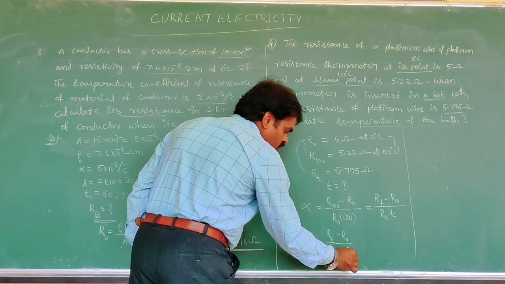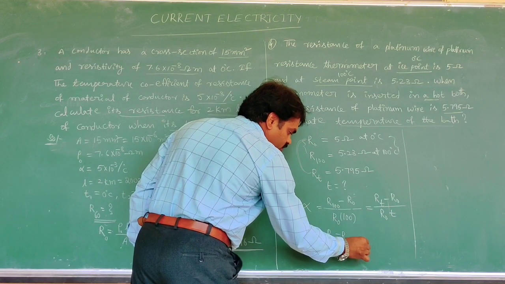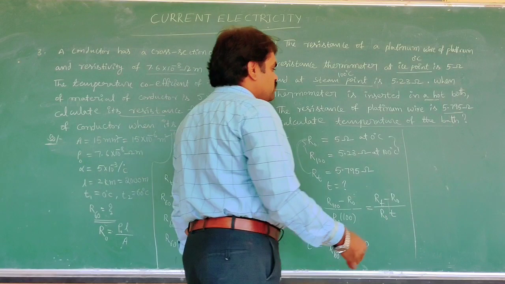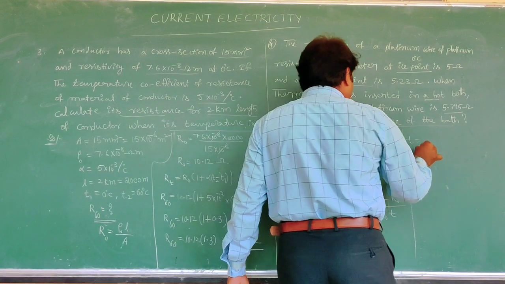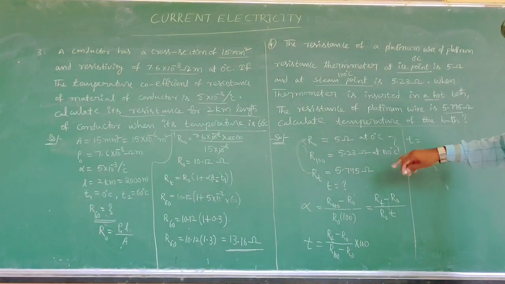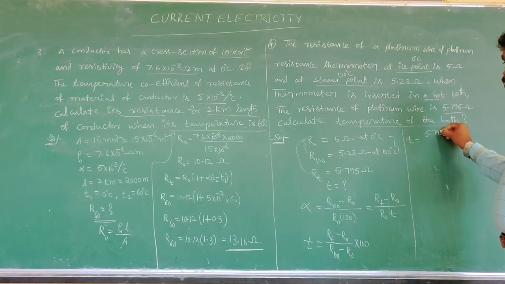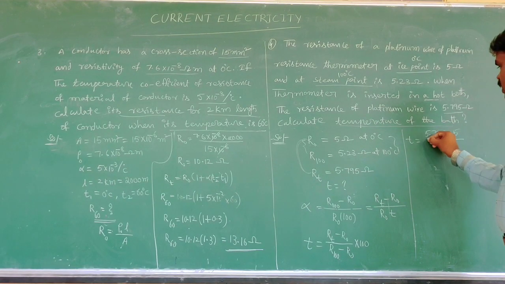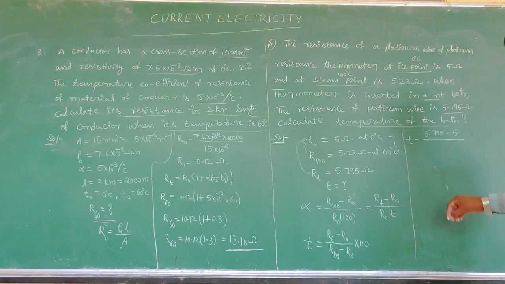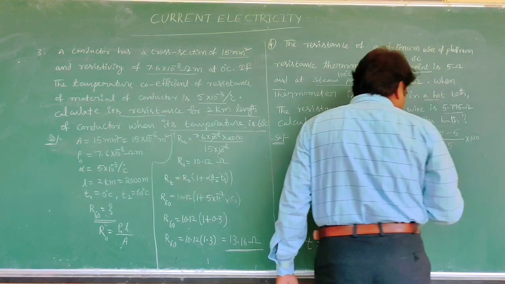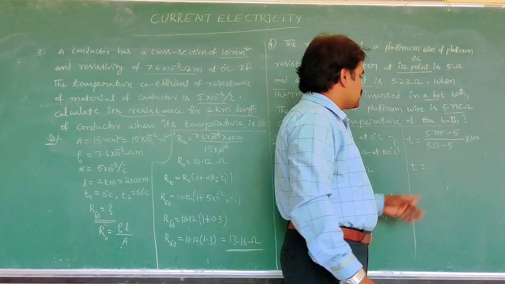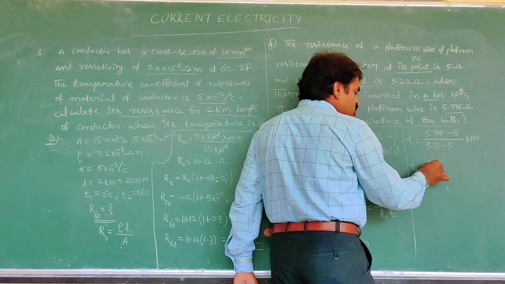R naught into 100. Then substituting the T value, T is equal to, what is the RT? RT is 5.795 minus 5 by, what is the R100? 5.23 minus 5 into 100. Now here T is equal to, subtracted from it, what is that?